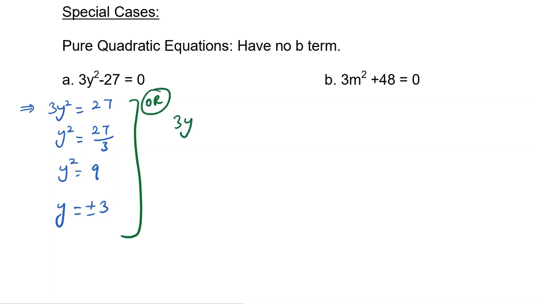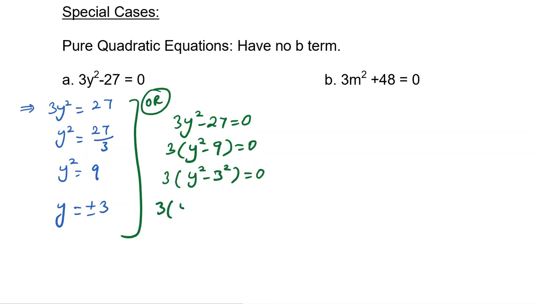So you can start with 3y squared minus 27 equals 0 and you can factorize it. The first step is to take the common factors out. So you get 3 times y squared minus 9 equals 0. And then the difference of perfect squares, because 9 can be written as 3 squared. So we can use that formula, and we get the two factors y plus 3 and y minus 3.